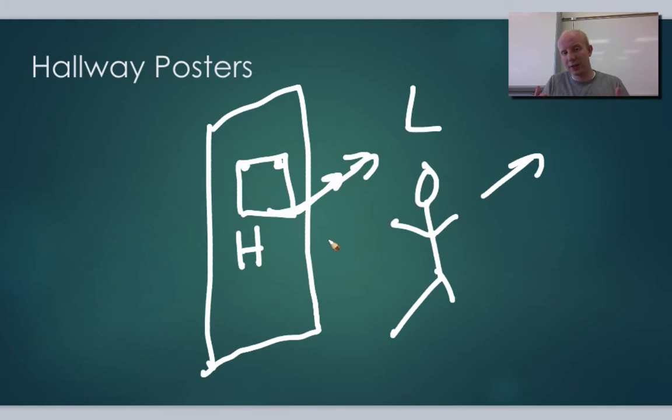So even someone as big as you, or small as you, I should say, you're not a train, even you running fast can cause a slight low pressure pocket of air to occur, which can cause hallway posters to flap and things like that.